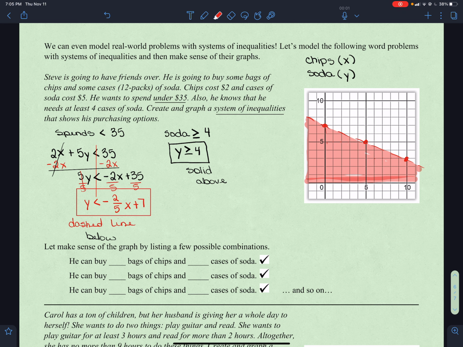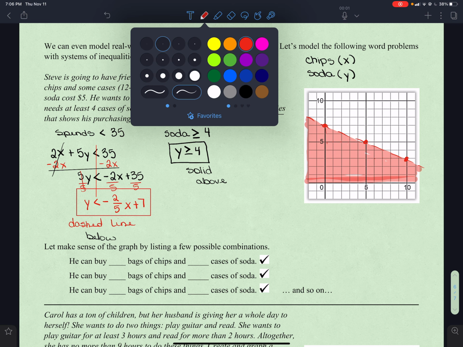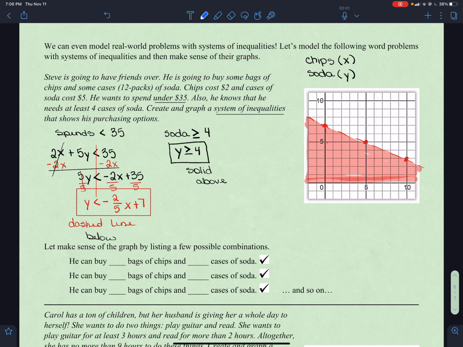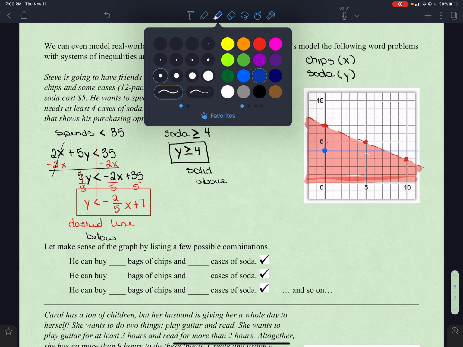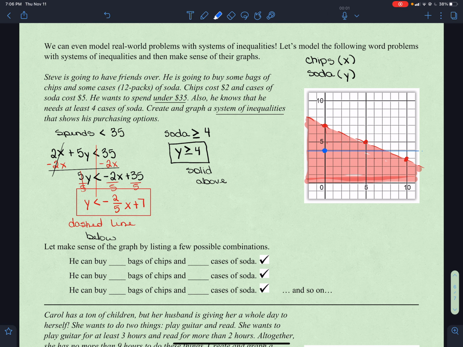Now let's look at the soda. So with the soda, we are going to start where Y is 4. And this one is going to be a solid line, and it's going to be a horizontal line. And on that one there, we are going to shade above.